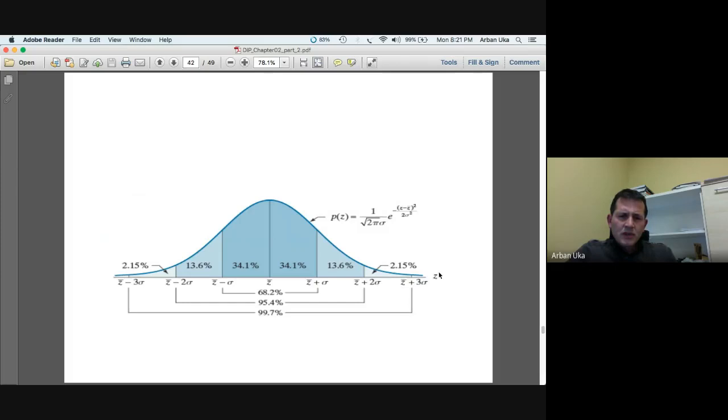So the percentage of the data which can be found from the center plus minus 1 sigma is equal to 68.2%. The percentage of the data within plus minus 2 sigma is 95.4%, and the percentage of the population found between plus minus 3 sigma is 99.7%. So I was wrong before when I said it was 99.5, that's what I remembered. But apparently it's 99.7%.